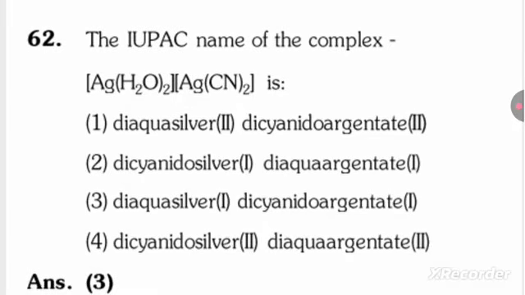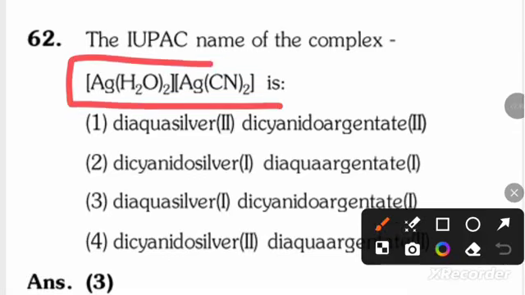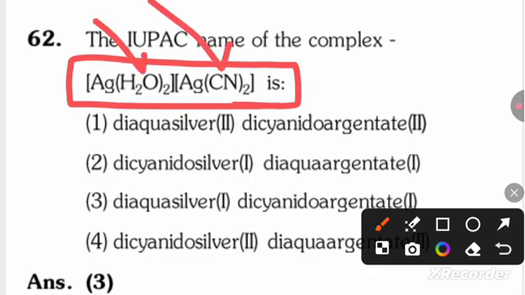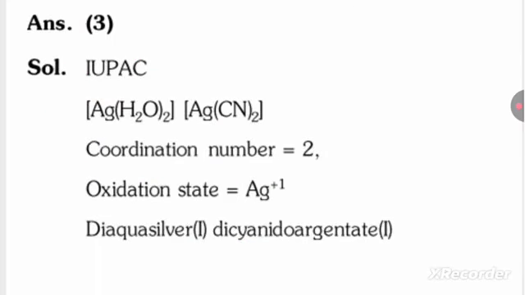Let us go to the next question, from coordination compounds: the IUPAC name of this complex. In this complex you can find two ligands, aqua (water) and cyanido. Both are combined with the central metal silver. So this is diaquasilver(I) and dicyanidoargentate(I). So option 3 is the right answer for this question.